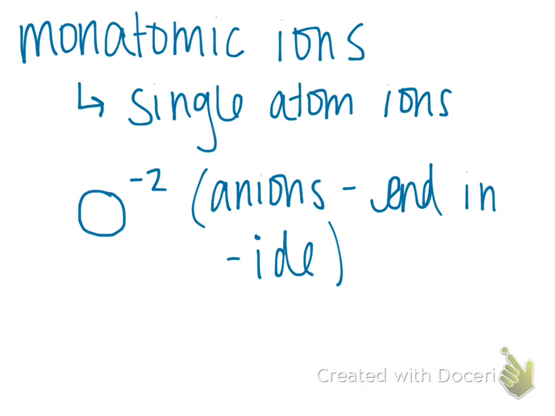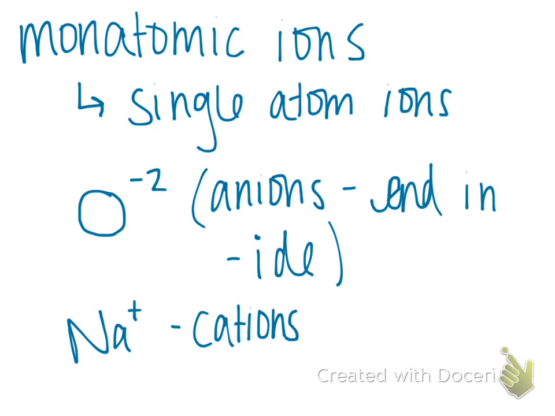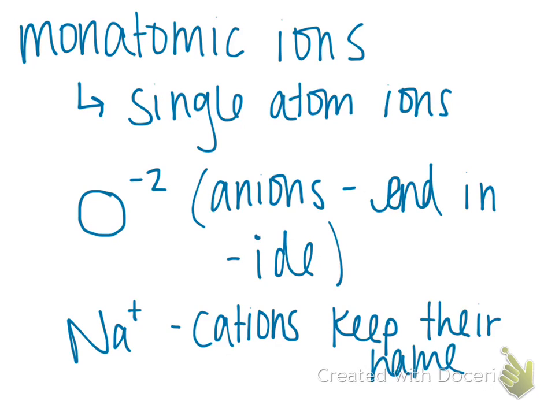Naming a monatomic cation, like Na+, cations just get to keep their name, so there's no changing involved there. So there's nothing that changes between sodium and sodium +1, right? You just have to say the charge for a cation. That's really it. Okay, so if I was trying to name this monatomic ion, I would just call it sodium +1, right? Or sodium.